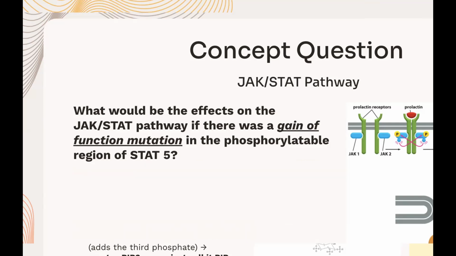Exactly. All right, another question. What if there was a gain of function mutation in the phosphorylatable region of STAT5? So here's STAT5. This is the phosphorylatable region where the JAKs are phosphorylating it. What if there's a gain of function in that? What would a gain of function mean in that situation?